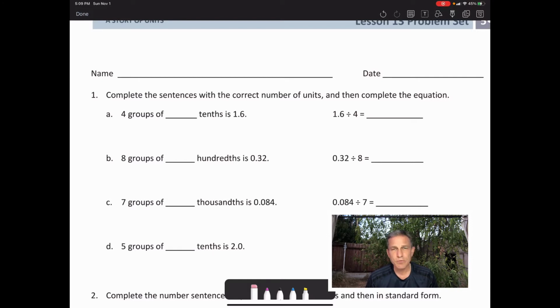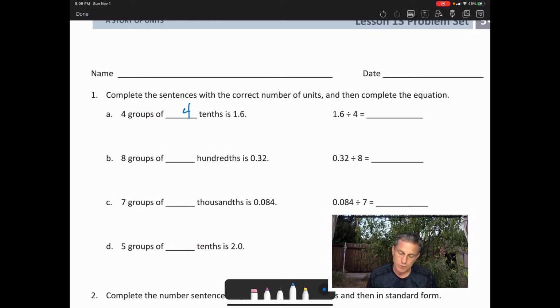Well, if we converted 1 6/10 into its smallest unit, tenths, then how many tenths would that be? So that would be a total of 16 tenths. So we can read it as 4 groups of how many tenths equals 16 tenths. So that would be 4 groups of 4 tenths.